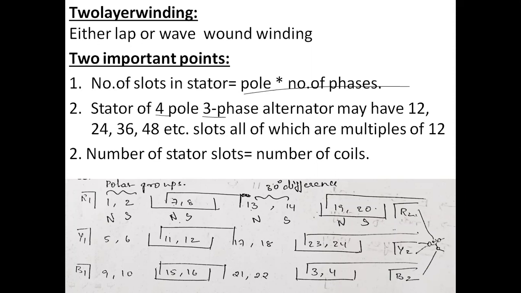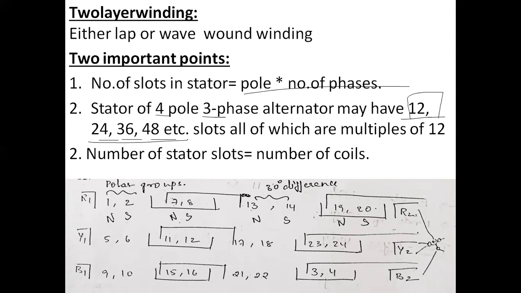So it is having 12 or 24 or 36 or 48 slots. That means 4 into 3, you will get 12. Or if you take 6 into 3, you will get 18. Like that, you will have the number of slots. Okay, so these slots will all be in multiples of 12 only.